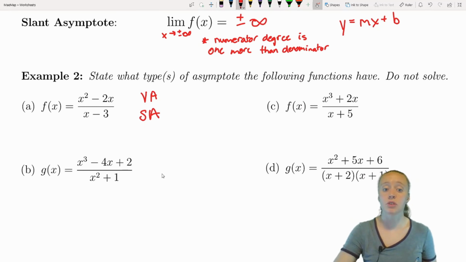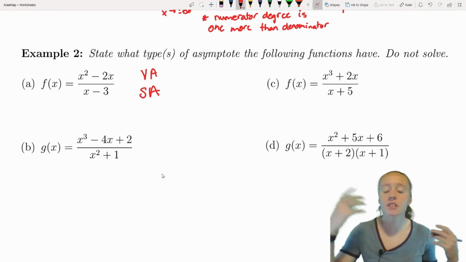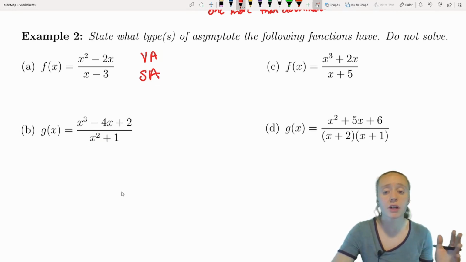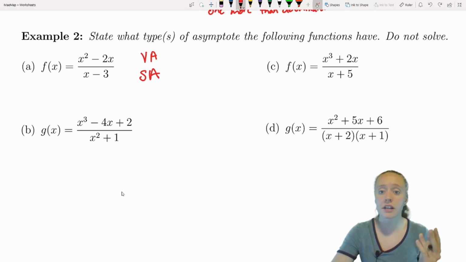Now, moving on to B, I have some function g of x. So my first question I'm going to ask myself is, do I have a vertical asymptote? In my denominator, what would make this 0? Well, there's no number that would ever make this 0, because even if this was a negative squared, it still becomes a positive, and we're adding to it. This function is defined for all real values of x. We're never going to have a vertical asymptote.